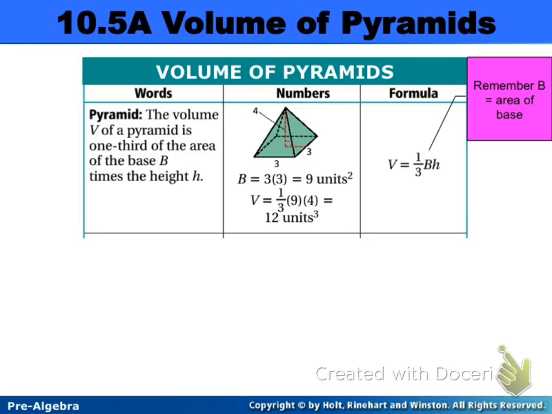Anybody that wants to write down the formula, this would be the formula that I would like you to write down. Right here. So we're going to be using this today, remembering that capital B is the area of the base. So it will either be a rectangle or a triangle base.